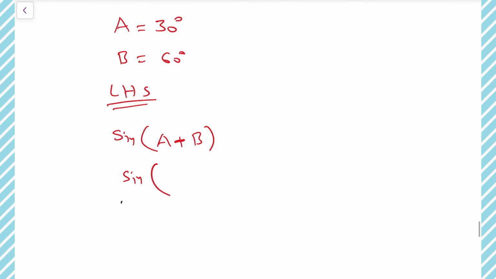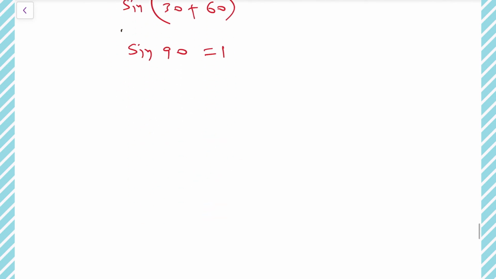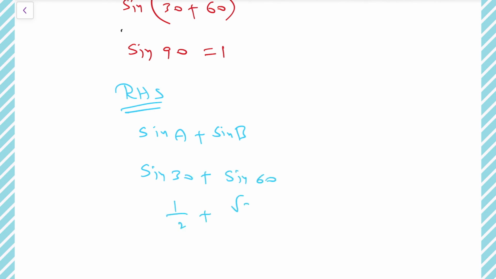Sine of a value is 30 degrees plus b value is 60 degrees. Sine 30 plus 60, 90. What is the value of sine 90? 1. Now RHS value. Sine a plus sine b. Sine a value 30 plus sine b value 60. Sine 30 is 1 by 2 plus sine 60 root 3 by 2. Here both the denominators are same, so we can easily add the numerators. 1 plus root 3 by 2.